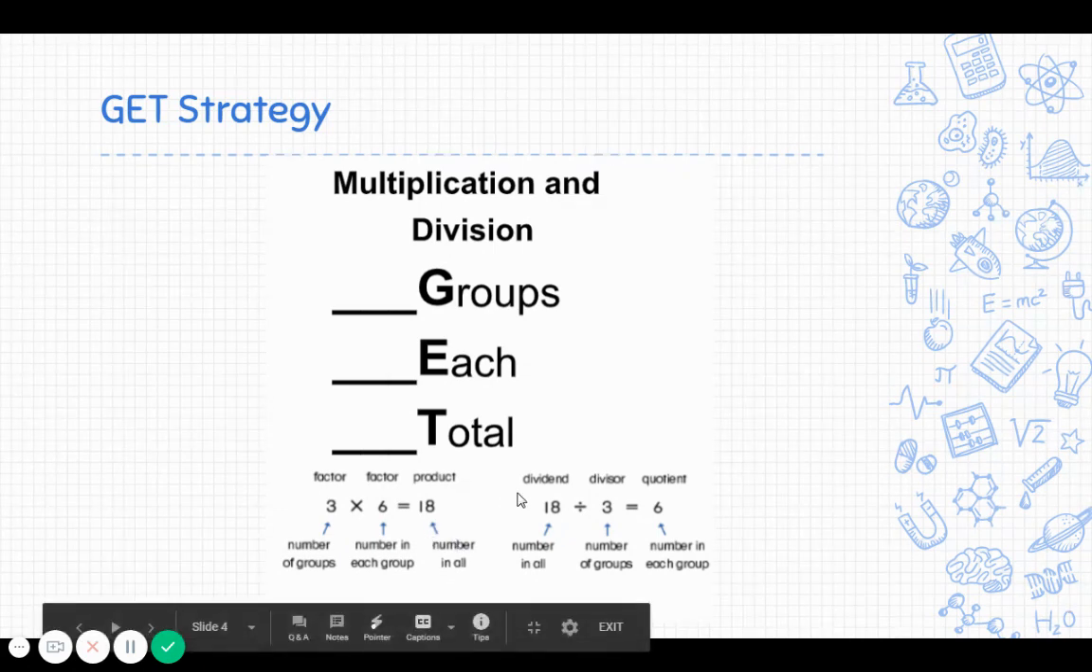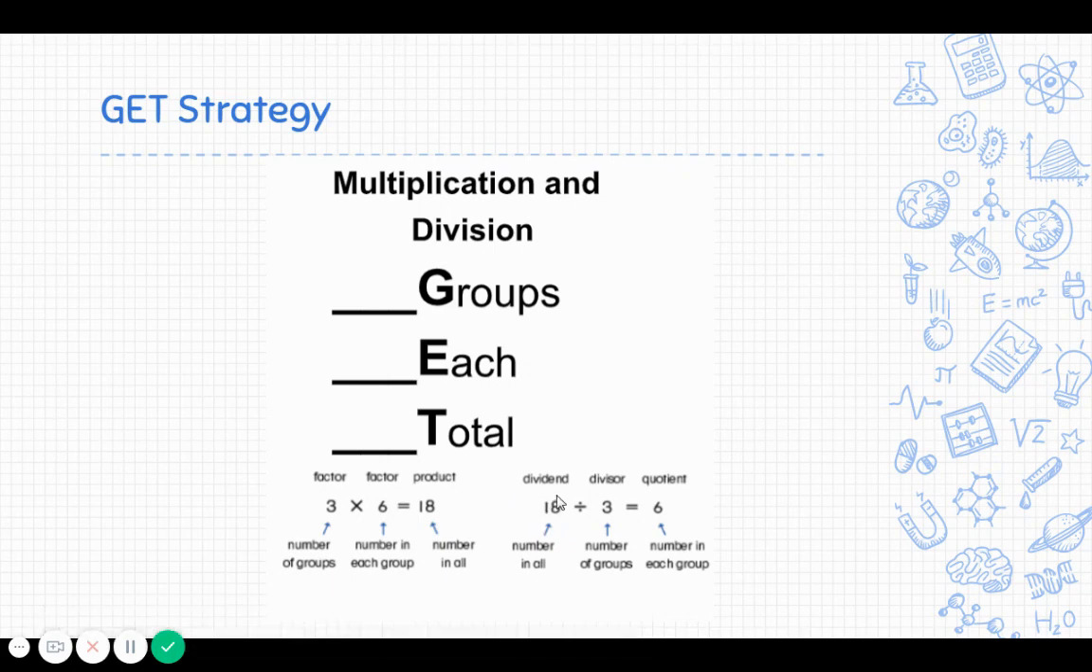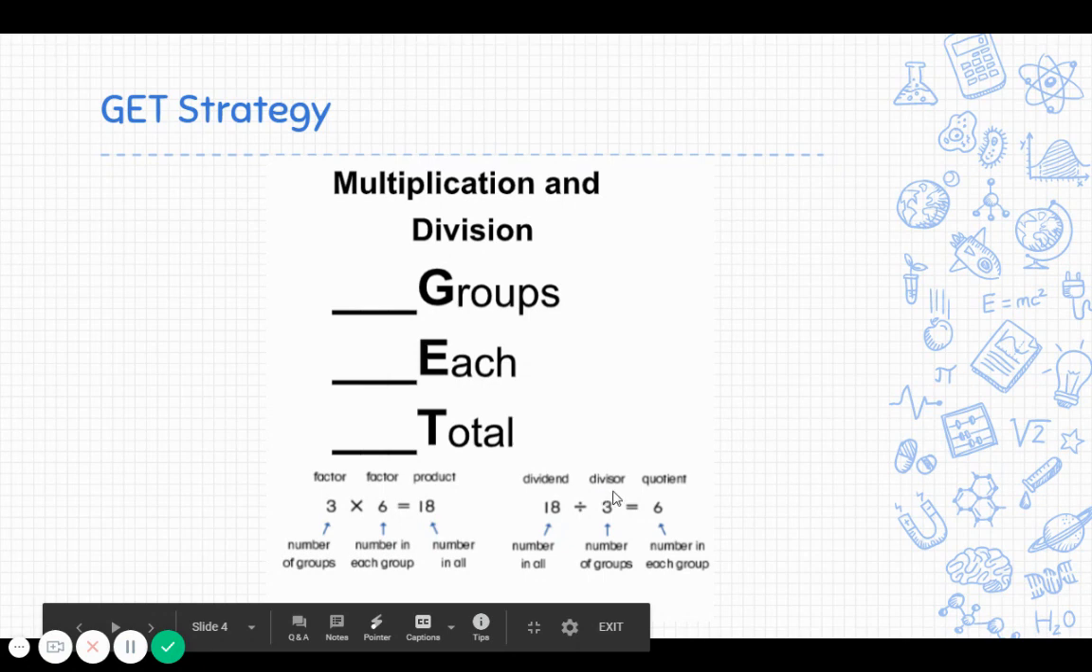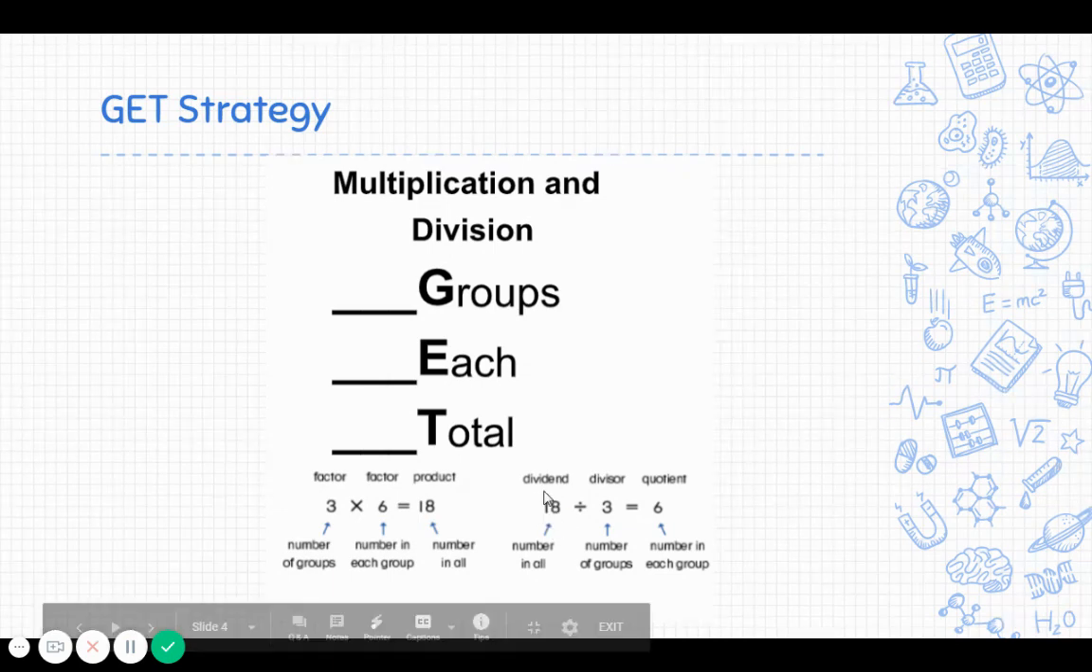Now, if we focus on division, we start with a dividend divided by a divisor, and the answer is the quotient. Now, this dividend, or the number that we use to start, is going to be the total, or the number in all. We're going to divide it by the number of groups, or the number in each group, and then we're going to get a quotient that's going to be either the number of groups or the number in each group. These 2 numbers can switch in division. Okay? But one thing that we know for sure is that we're always going to know the total. We always need to know the total if we're going to divide.